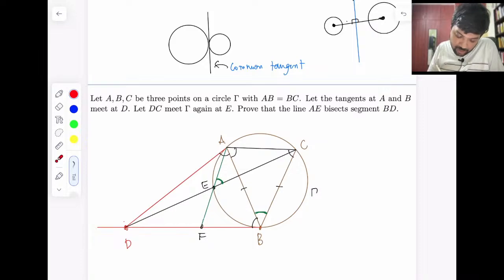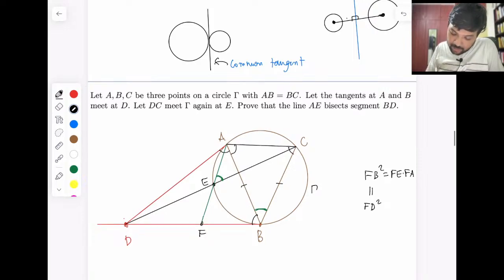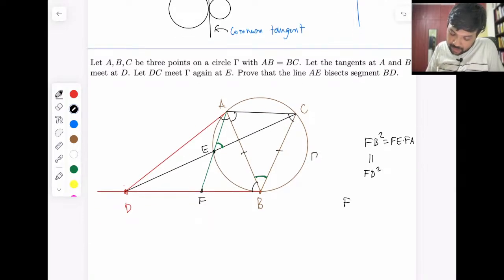So FB square is FE into FA. So FB square by power of a point is FE into FA. We are supposed to show FB square is FD square, which means if we could show FD square is FE into FA, we are done, right?